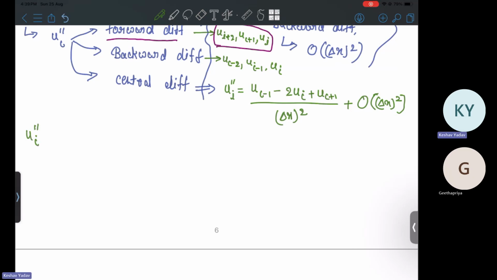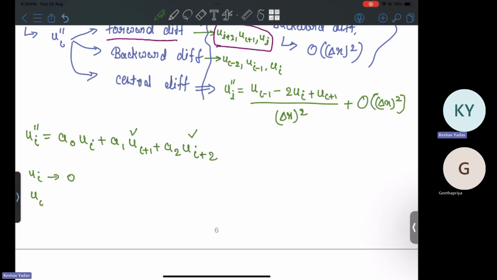ui double prime is equal to a0 ui plus a1 ui plus 1 plus a2 ui plus 2. Then you write these values using Taylor series expansion. Once you write these values using Taylor series expansion, then equate the coefficient of ui to 0, the coefficient of ui prime to 0, the coefficient of ui double prime to 1.